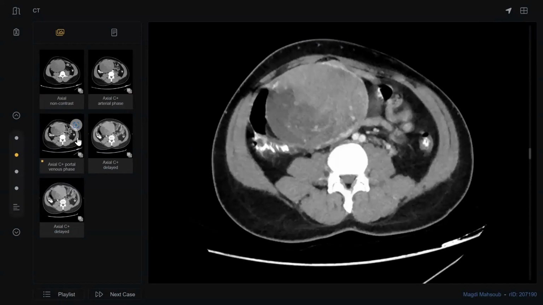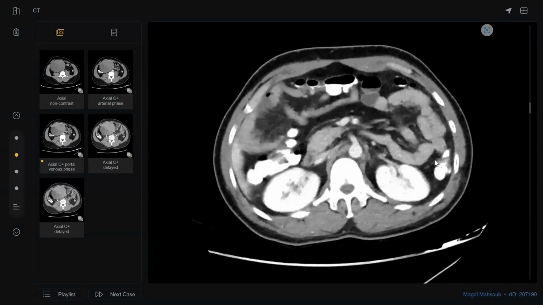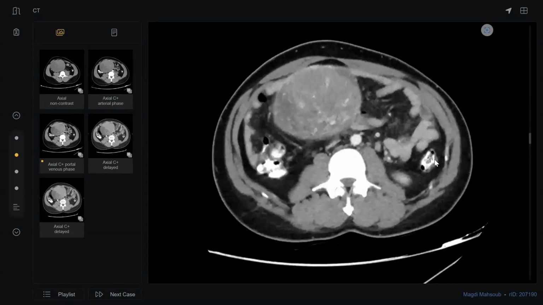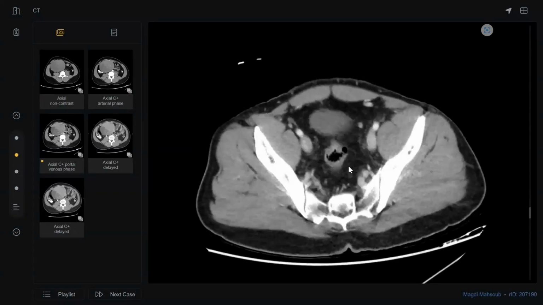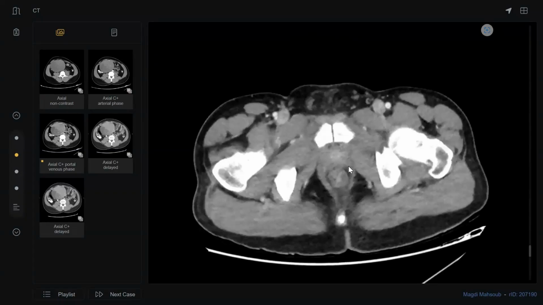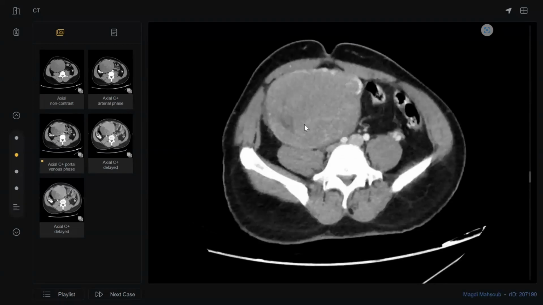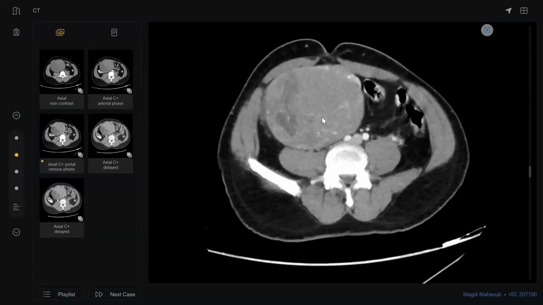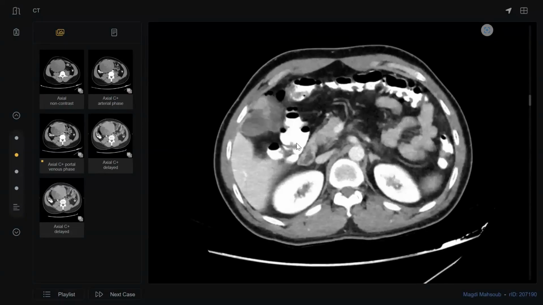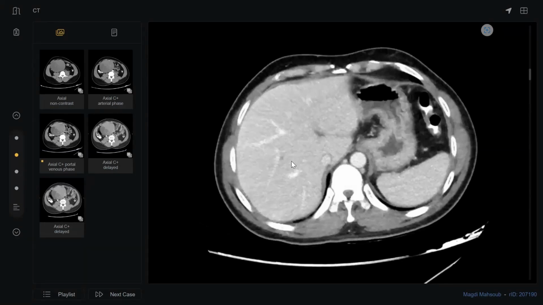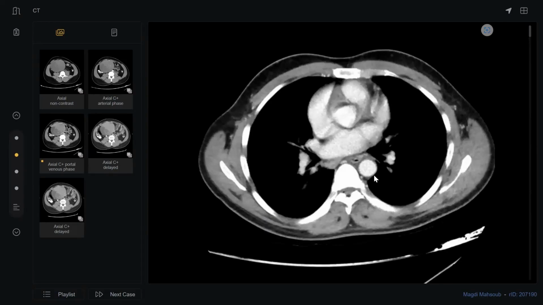So on the given images, I could appreciate an enhancing lesion located in the left hemiabdomen, reaching up to the pelvis. The left-sided undescended testis is also seen. So I'm thinking this is undescended testis with malignant transformation. I would like to see any metastatic nodes. However, I could not appreciate any lymph nodes in the retroperitoneum or in the chest region.